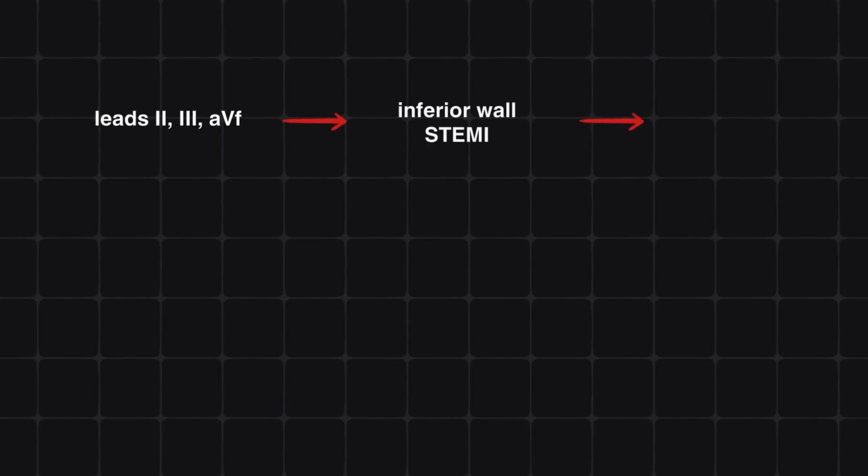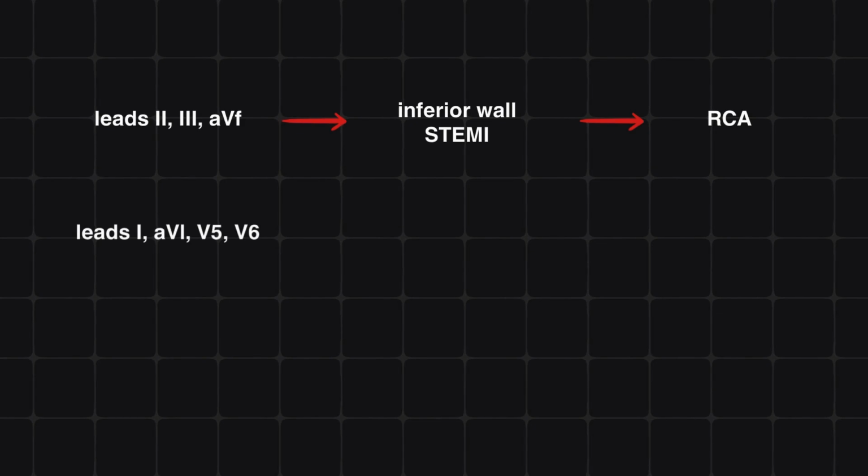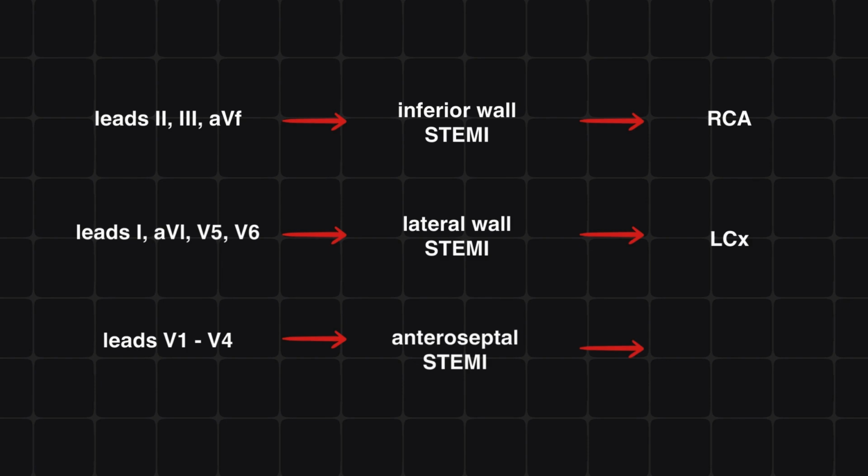So if we have ST elevations in leads 2, 3, and AVF, we call it inferior wall ST elevation MI. If it's in lead 1, AVL, V5, and V6, we call it lateral wall ST elevation MI. And ST elevations in V1 to V4 show anteroseptal MI. So what about the posterior wall?